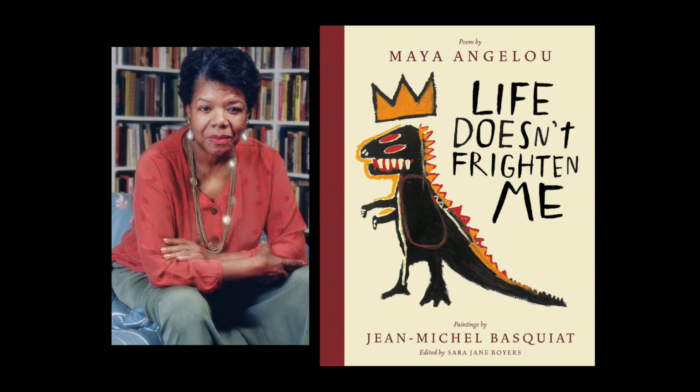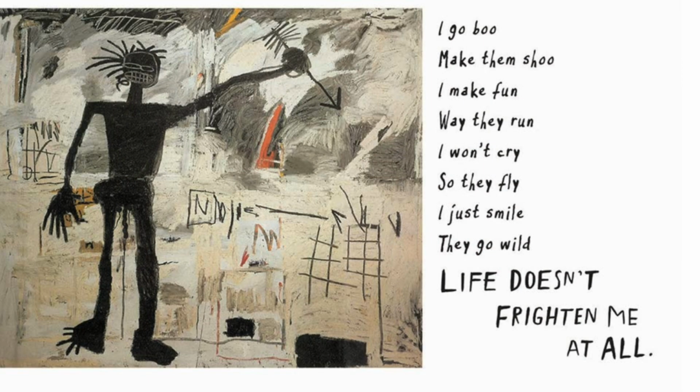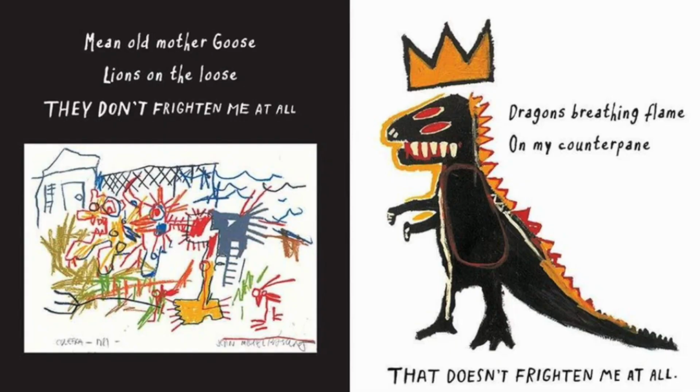In 1993, the powerful words of African-American poet and civil rights activist Maya Angelou were blended with the brave imagery of Jean-Michel Basquiat to create the children's book, Life Doesn't Frighten Me.